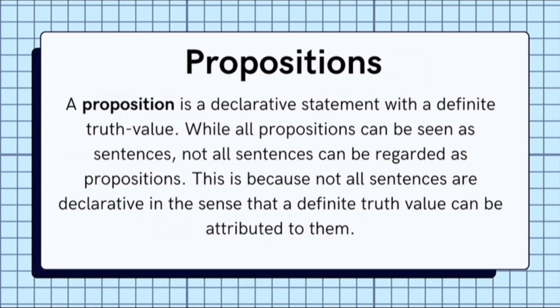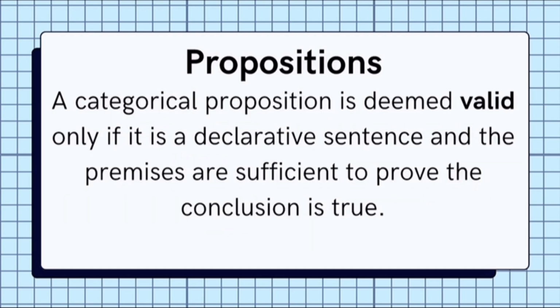A proposition is a declarative statement with a definite truth value. While all propositions can be seen as sentences, not all sentences can be regarded as propositions. This is because not all sentences are declarative in the fact that a definite truth value can be attributed to them. In other words, a categorical proposition is deemed valid only if it is a declarative statement and the premises are sufficient to prove the conclusion is true.